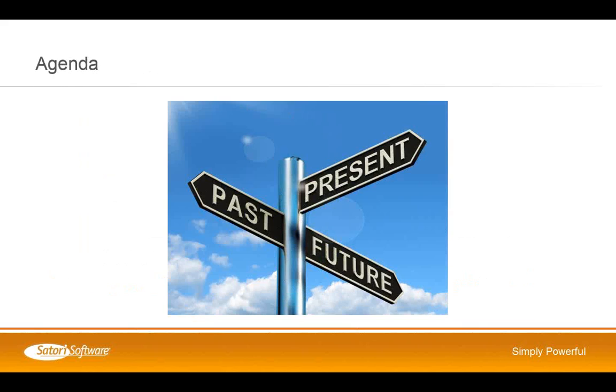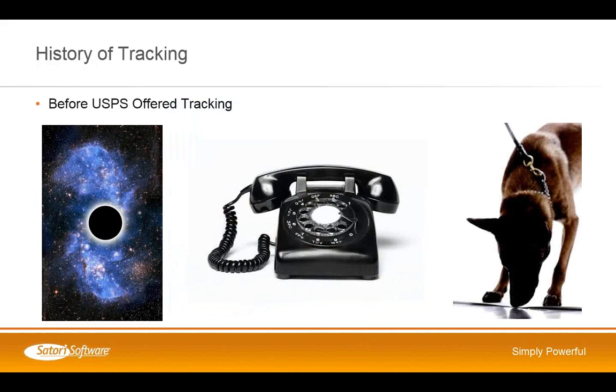Well, I'm actually going to kick it over to Bob because he's going to talk a little bit about the whole history of tracking. So, Bob, over to you. All right. So, before we dive into it, we wanted to spend a little bit of time talking about the history of tracking from the Postal Service perspective, where it's been, where things are currently at right now, and also what's coming in the future, because there are some exciting things to talk about as far as what the Postal Service is looking to do when it comes to tracking.